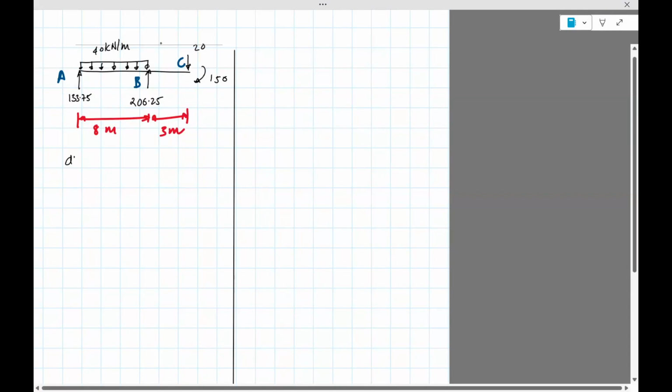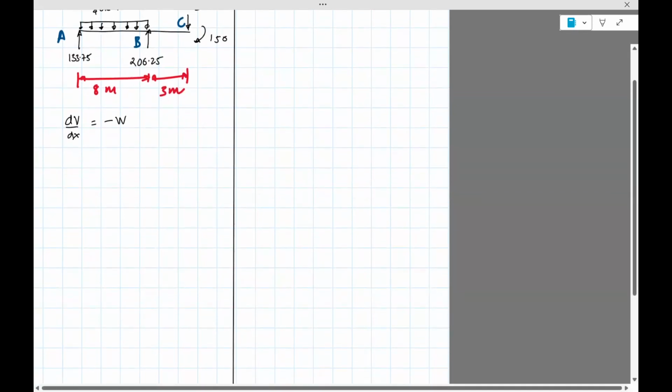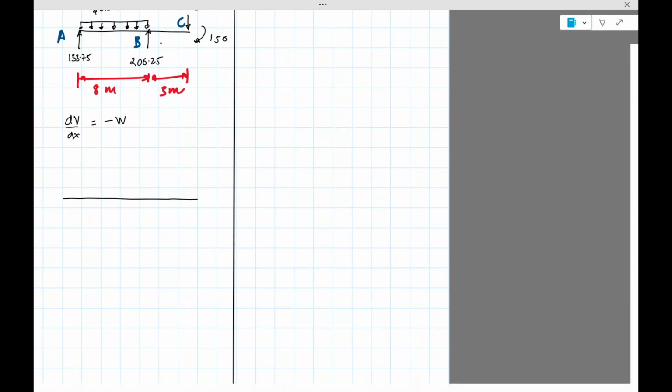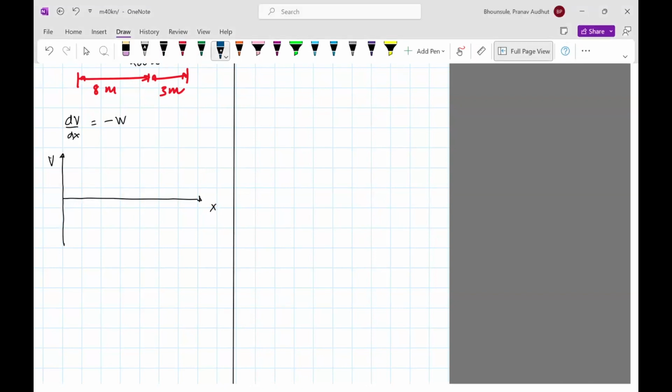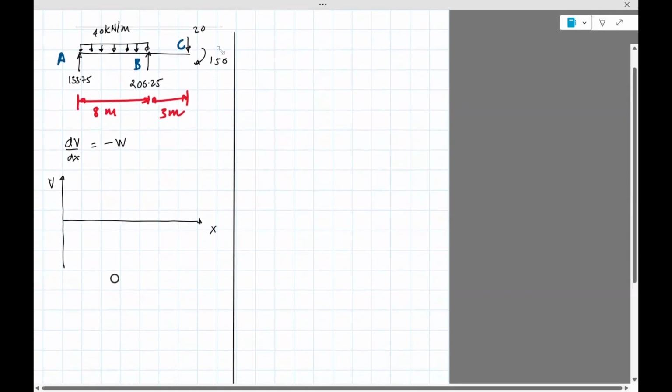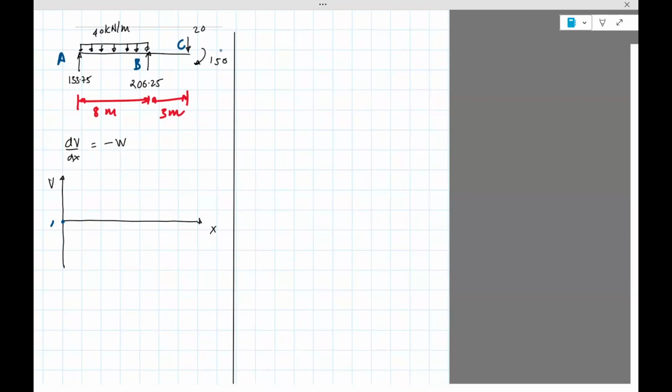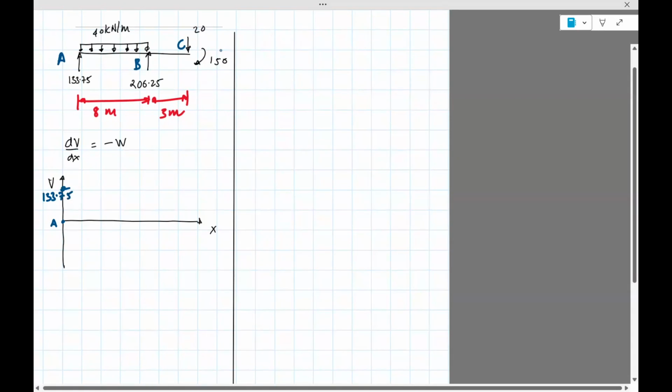So what we're going to do here is use this equation and just straight off start drawing the shear force diagram. We don't really need to draw any free body diagrams. So V versus X, just straight from that equation. First of all, when you start from the left side at A, we have 133.75. That's the shear force acting in the upward direction. So I'll show 133.75, which is this point.